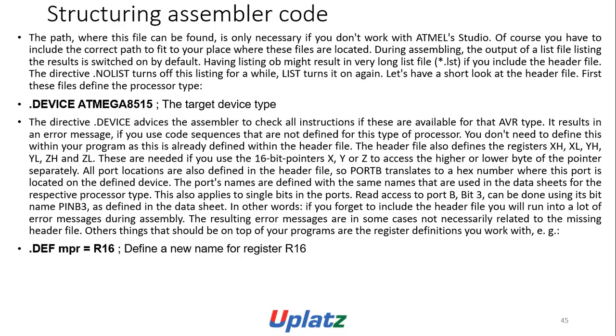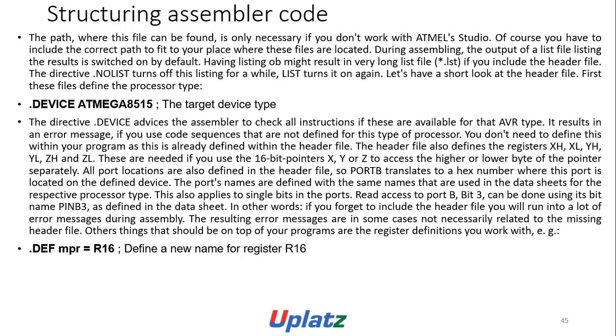Let us have a short look at the header file first. These files define the processor type: .device ATmega8515, semicolon, target device type. The directive .device advises the assembler to check all instructions to see if they are available for that AVR type. It results in an error message if you use code sequences that are not defined for this type of processor. You don't need to define this within the program, as this is already defined within the header file. The header file also defines the registers XH, XL, YH, YL, ZH, ZL.